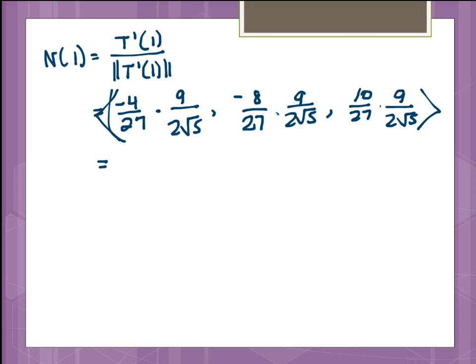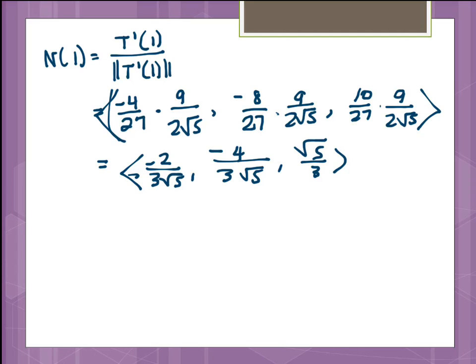Alright. If we work a little bit of simplifying on this, we end up getting -2 over 3 square root of 5, -4 over 3 square root of 5, and square root of 5 over 3. Now, if you want to rationalize those, that's great. If you don't rationalize them, it's okay. Your book will leave you answers just like this in simplest form.